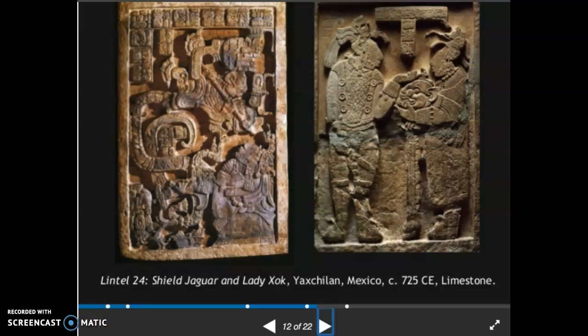Archaeologists have interpreted this lintel as a glorification of Lady Hoke's political capabilities, given her decision to have herself represented as a key facilitator to Shield Jaguar's transformation. So these lintels serve as the first documented instance of female artistic patronage in the ancient Americas.